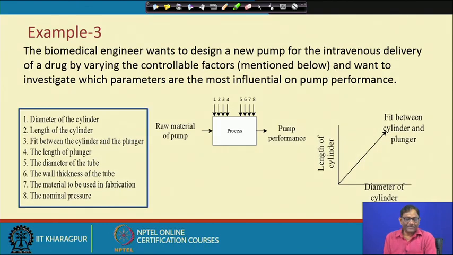My third example is a biomedical engineer who wants to design a new pump for the intravenous delivery of a drug by varying the controllable factors which are already mentioned here, and wants to investigate which factors are the most influential on pump performance. So, there are 8 controllable factors identified: diameter of the cylinder, length of the cylinder, fit between the cylinder and the plunger, the length of the plunger, diameter of the tube, the wall thickness of the tube, the material to be used in fabrication, the nominal pressure, and this pump performance, basically new intravenous delivery.